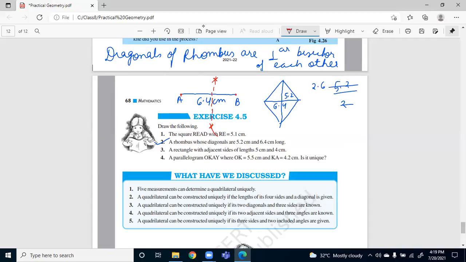Now the next step is, I know it is a perpendicular bisector and it should be 2.6 up and 2.6 down. Half of 5.2 is 2.6. So on this line, I will cut 2.6 up and 2.6 down. Now I will join this at 2.6, same, here and here. I can name it C, D, whatever you wish. So this is our required rhombus.